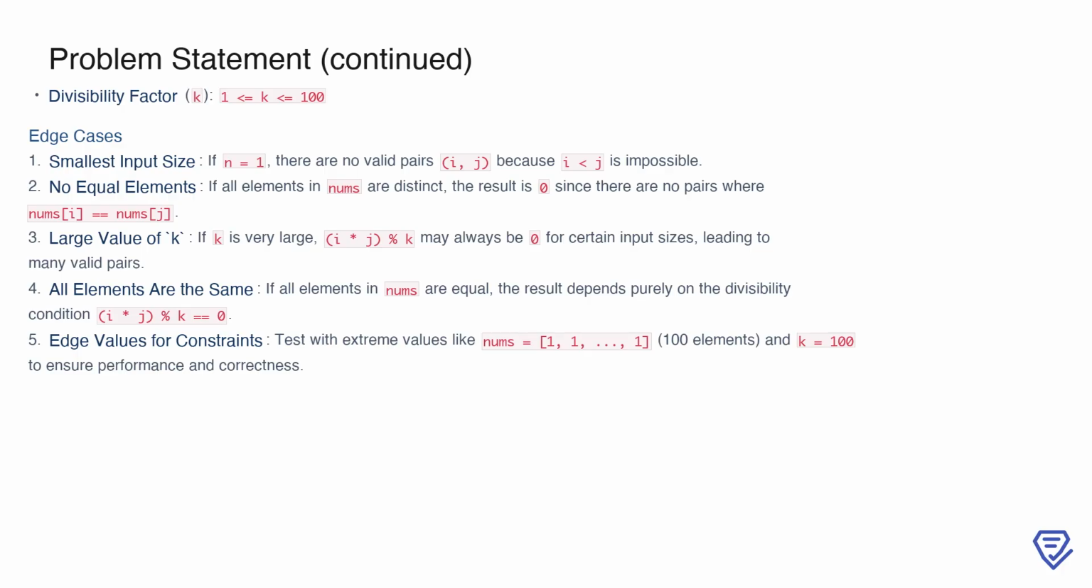For edge cases, if n equals 1, it's impossible to have valid pairs since i < j cannot hold. If all elements in nums are distinct, the result is 0 because there are no equal elements to form pairs. If k is very large, certain values of i and j might always satisfy i * j % k equals 0, creating many valid pairs. Finally, when all elements in nums are the same, the total count depends entirely on the divisibility condition.